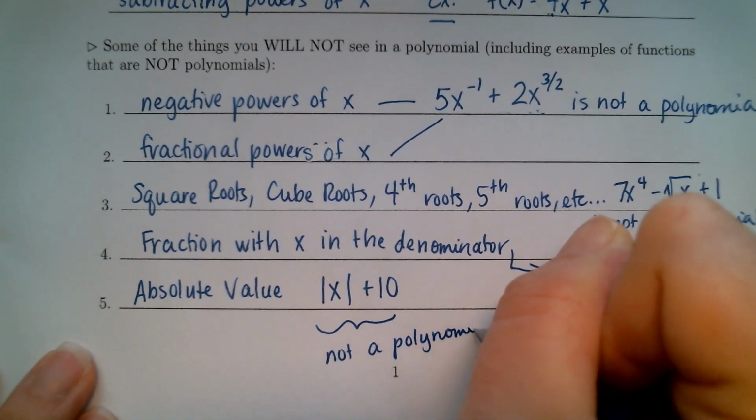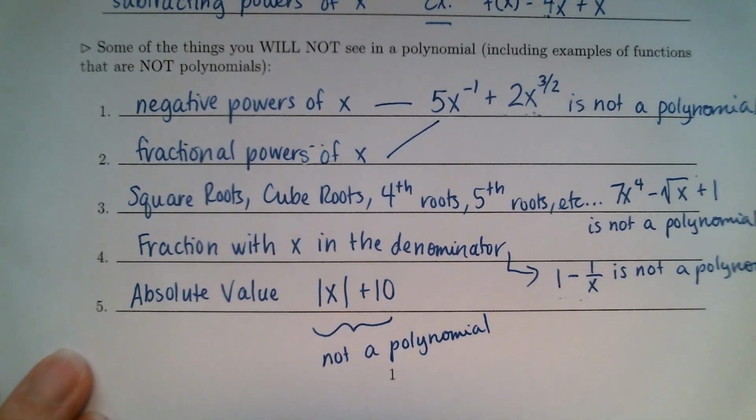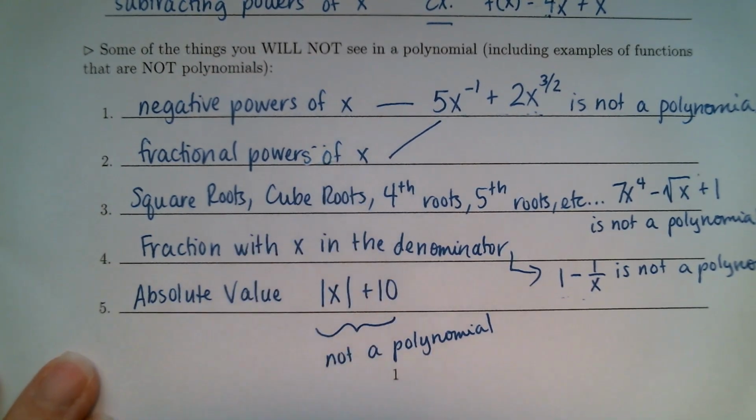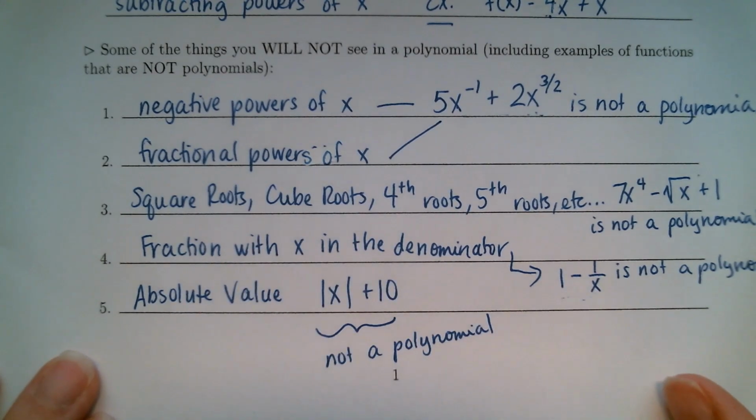All right, so just to summarize, what is a polynomial? Well, you're adding or subtracting powers of x or whatever variable you're using. But you're not going to see these things. You're not going to see negative powers of x. You're not going to see fractional powers of x. You're not going to see square roots, cube roots, fourth roots, fifth roots, any kind of root or radical. You're not going to see fractions with x in the denominator. And you're not going to see any signs of absolute value. So if you see any of these, it's automatically not a polynomial.